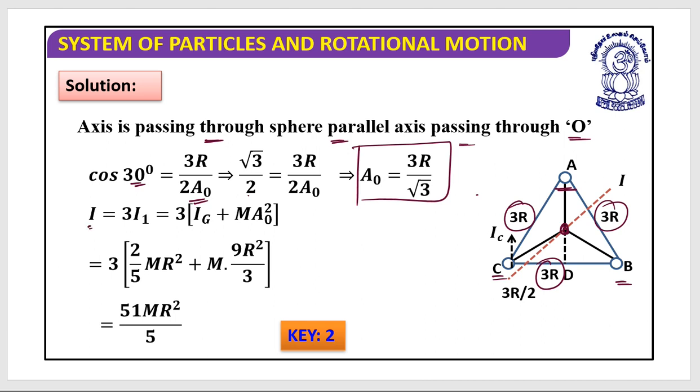So the moment of inertia of any one object is I of g plus m into a naught square, where a naught is taken as the perpendicular distance. As they have said, it's a solid sphere, so it's 2 by 5 mr square plus m into a naught square. A naught is 3r by root 3, so a naught square is 9r square by 3. If I solve this, it equals 51 by 5 mr square.